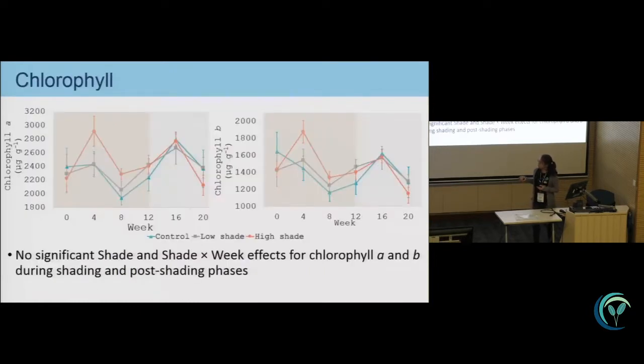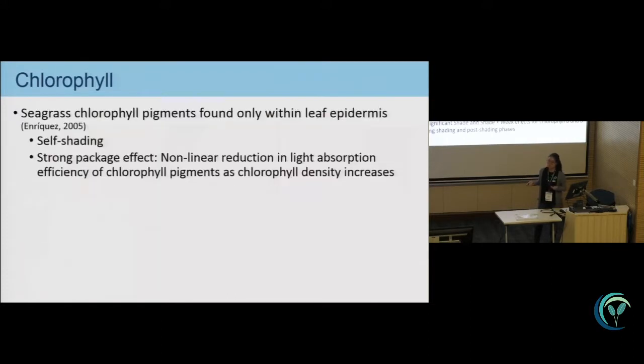For chlorophyll level, we didn't notice any significant shade effect, and this could be because, unlike other angiosperm species, seagrass chlorophyll pigments tend to be found only in the leaf epidermis.